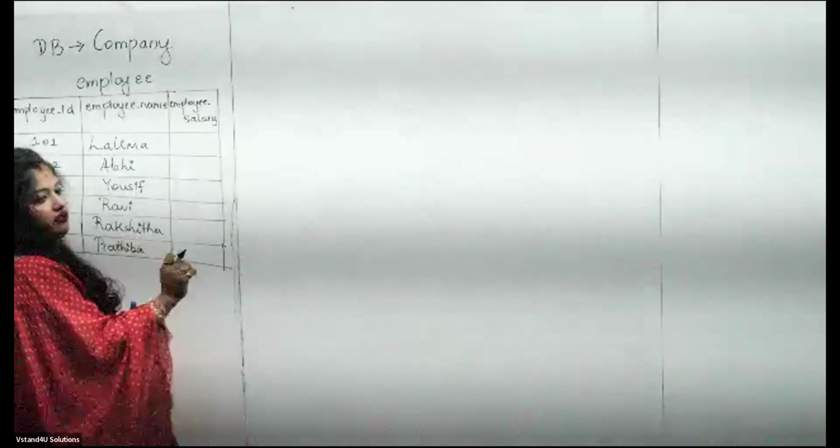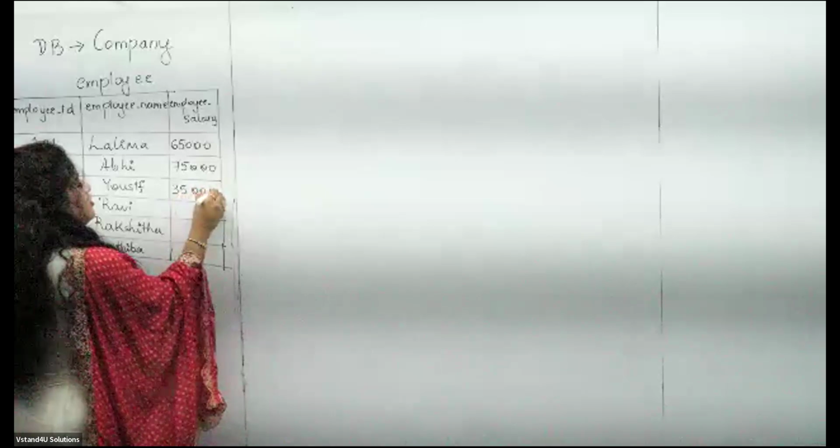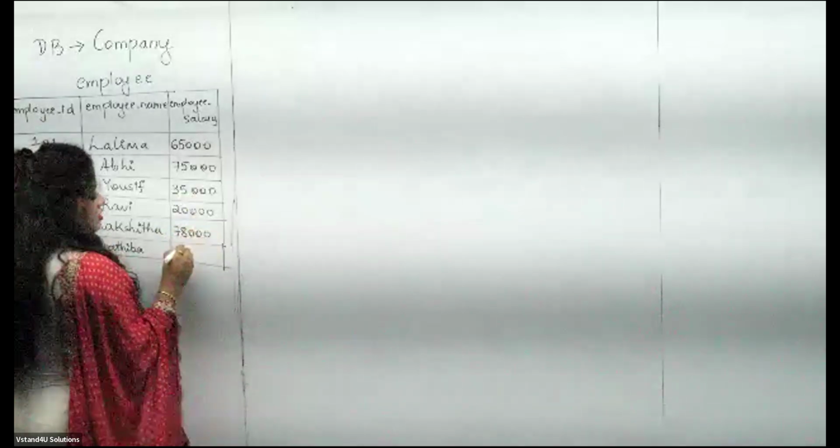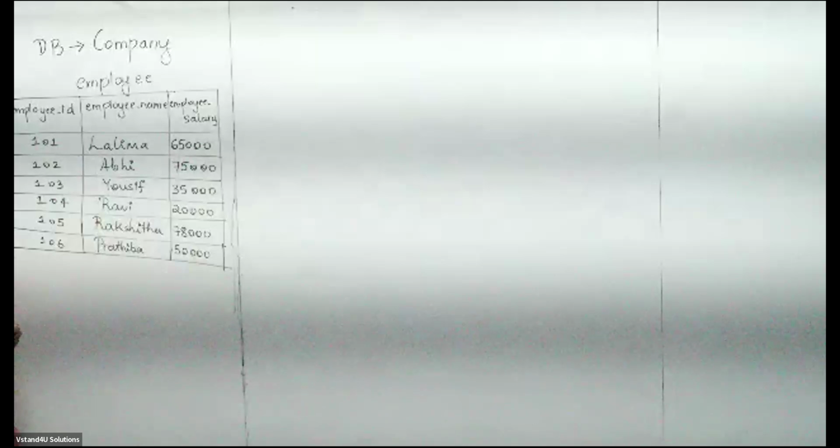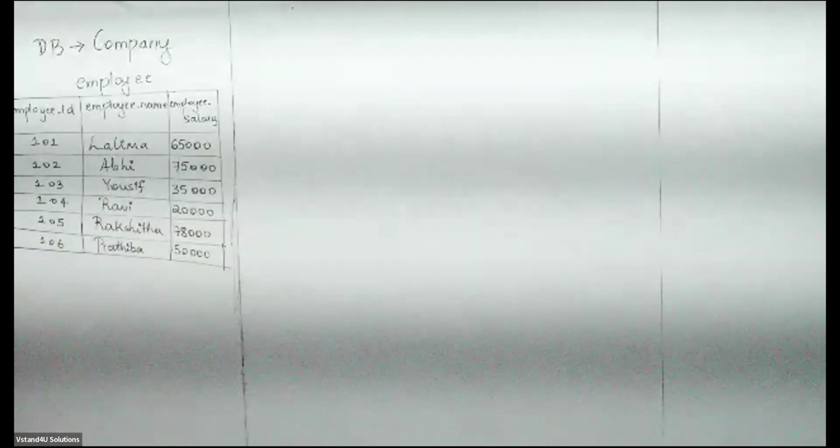What is the employee salary which I give? 65,000. Okay, next one: 75,000, then 35,000, then 20,000, then 78,000, then 50,000. Okay, so now this was the database which you people created yesterday. Yes or no? So now what was the very first query I gave?